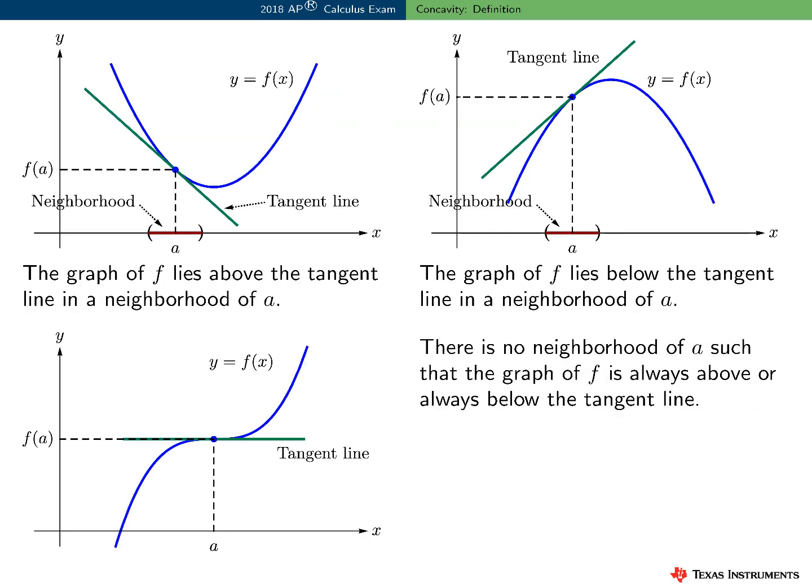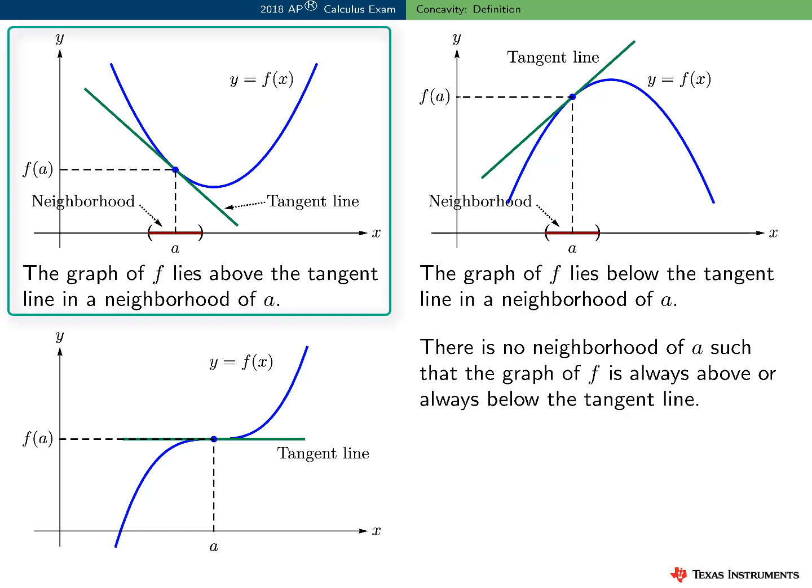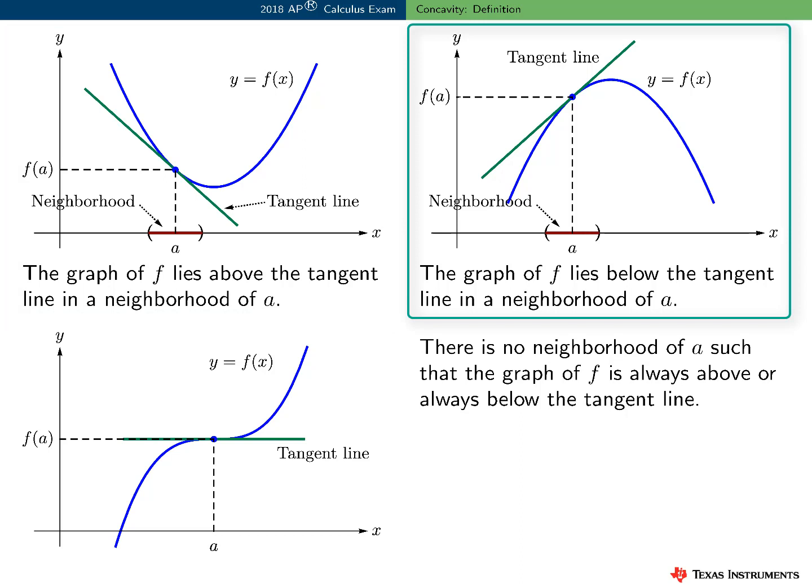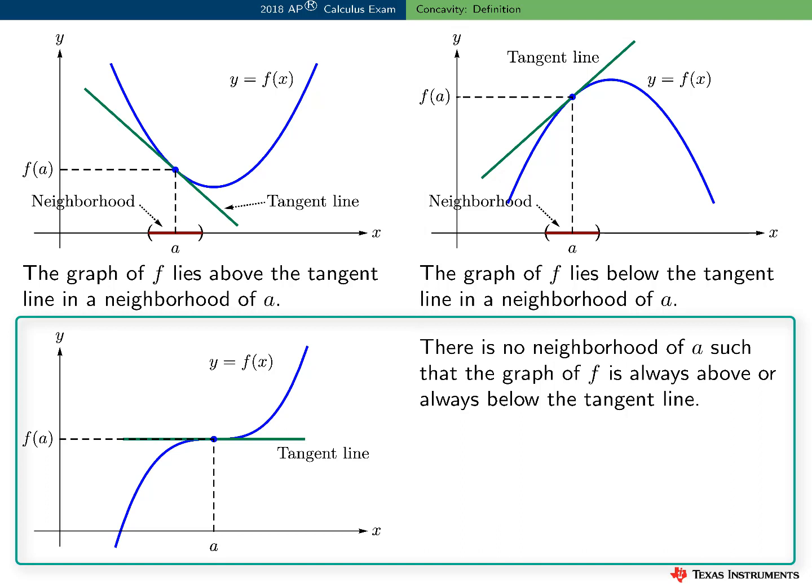Here are some graphs to illustrate this definition. In this case, the graph of f lies above the tangent line in a neighborhood of a. Therefore, the graph is concave up at a. Here, the graph of f lies below the tangent line in a neighborhood of a. The graph is concave down at a. And in this example, there is no neighborhood of a such that the graph of f is always below or always above the tangent line. Therefore, the graph of f has no concavity at a.